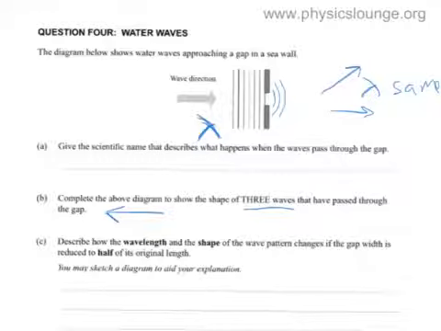Okay, and where are we? Oh, going back to A. So the name for this process, this is diffraction.